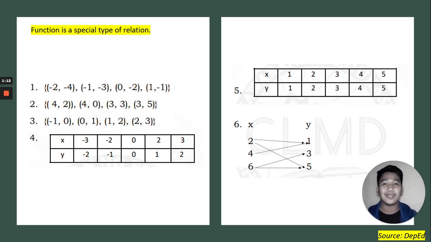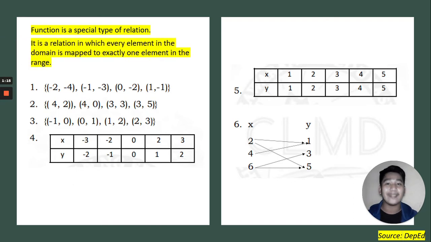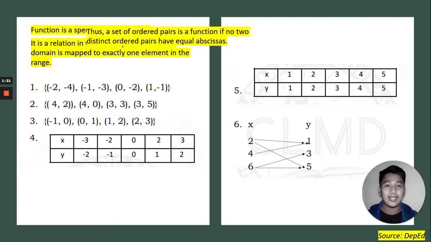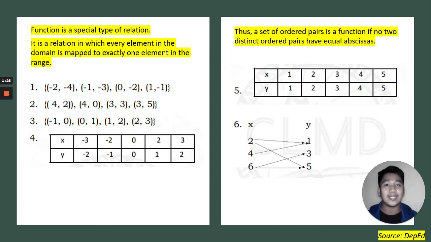A function is a special type of relation, a relation in which every element in the domain is mapped to exactly one element in the range. Thus, a set of ordered pairs is a function if no two distinct ordered pairs have equal abscissas. Take a look at number 1. We have the following abscissas: -2, -1, 0, and 1. Have you noticed that there is no repeated element of the domain? Therefore, this is a function.